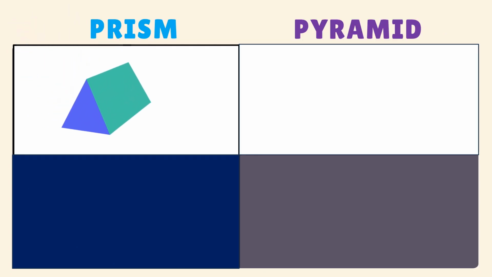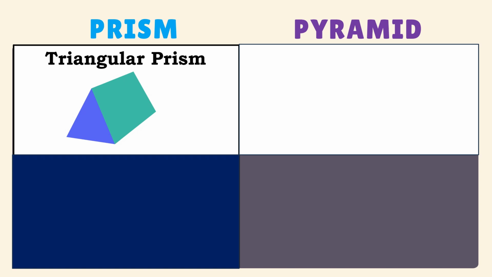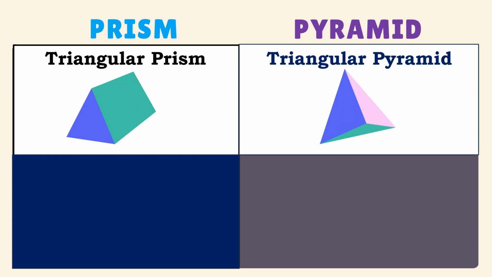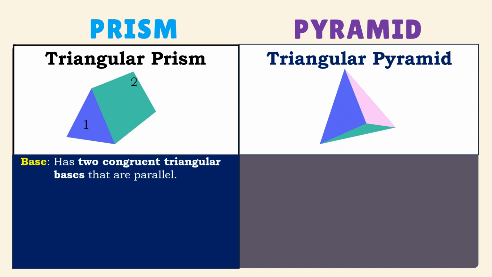Do you know what solid figure this is? Yes, this is a triangular prism. How about this? Alright, this is a triangular pyramid. Now let's compare their bases, faces, edges, and vertices. A triangular prism has two congruent triangular bases that are parallel, while a triangular pyramid has only one triangular base.